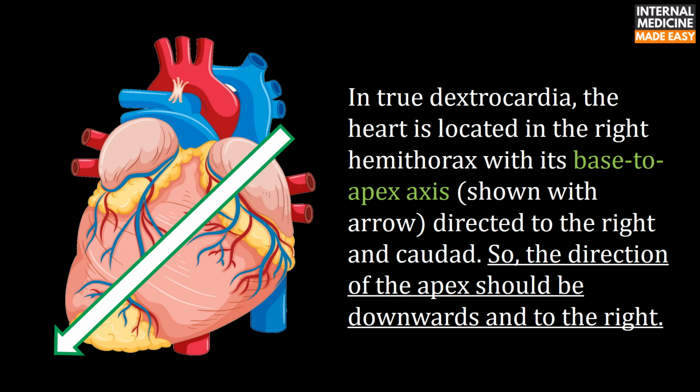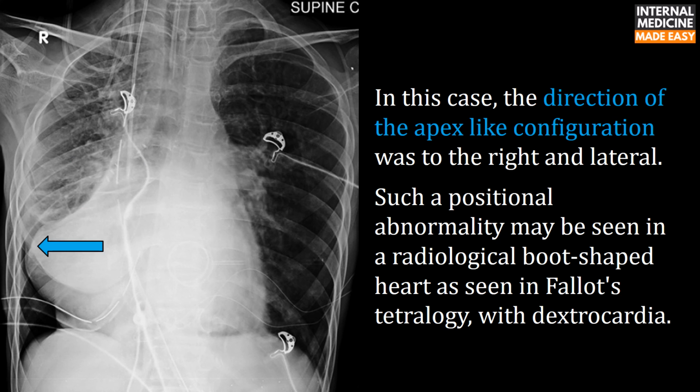In true dextrocardia, the heart is located in the right hemithorax with its base to apex axis directed to the right and caudal, so the direction of the apex should be downwards and to the right. In this case, the direction of the apex-like configuration was to the right and lateral. Such a positional abnormality may be seen in a radiological boot-shaped heart as seen in Fallot's tetralogy with dextrocardia.